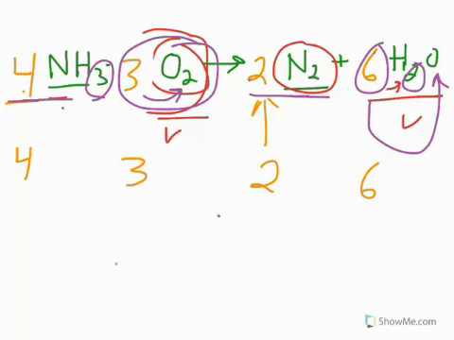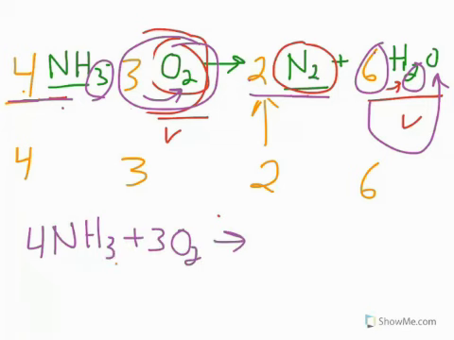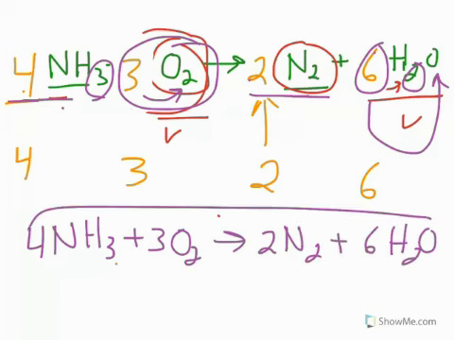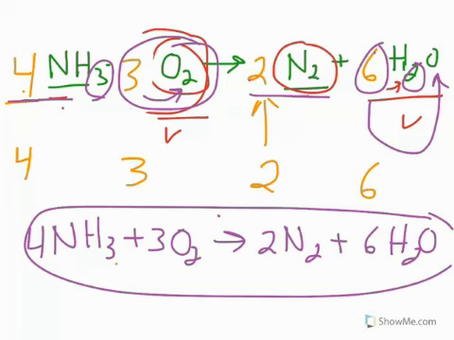That's quite the mess. If you end up with a mess like that, please rewrite and circle your answer. 4NH3 plus 3O2 yields 2N2 plus 6H2O. Okay, so you need to practice some of these. I'm going to give a couple more harder ones in the next video.